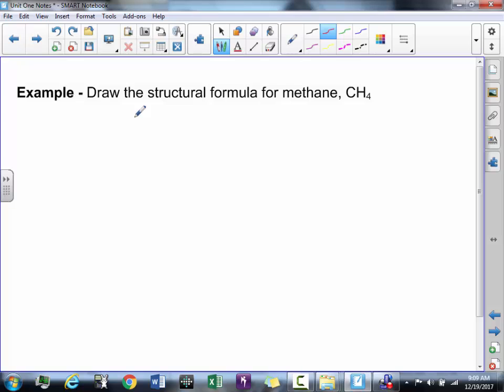Okay, let's try one more here. You guys do this without me. Try to draw the structural formula for methane. So try beating me to this one here. Draw me what methane looks like in a structural formula. Here's what you're going to do then. Draw it with all the dots, like we just did a few minutes ago, and then after that, just remove all the dots and put lines instead. And after a while, you get pretty fast at this.